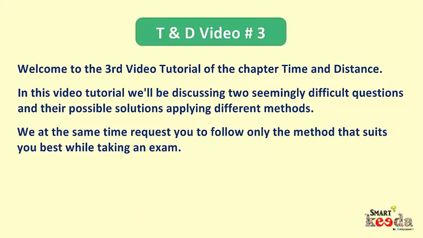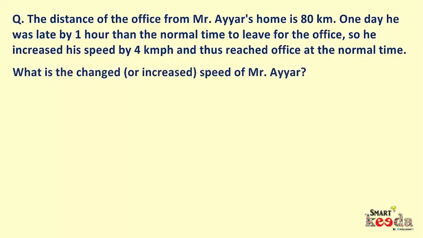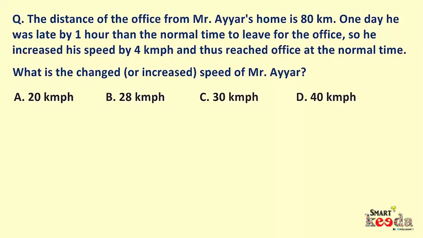So here we are with the first question, the language of which goes like: the distance of the office from Mr. Iyer's home is 80 km. One day, he was late by 1 hour than the normal time to leave for the office. So he increased his speed by 4 km per hour and thus reached office at the normal time. So what is the changed or increased speed of Mr. Iyer? The given options for this question are 20 km per hour, 28 km per hour, 30 km per hour and 40 km per hour.